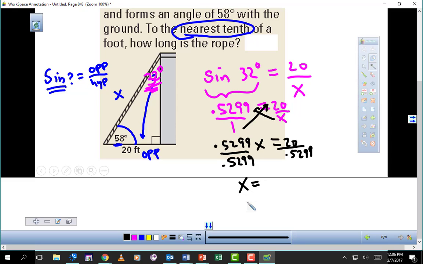So anyhow, keep that in mind. Sometimes it's more convenient to use the sine. Sometimes it'll be more convenient to use the cosine. And since these angles are complementary, you can always find out the other angles up here.